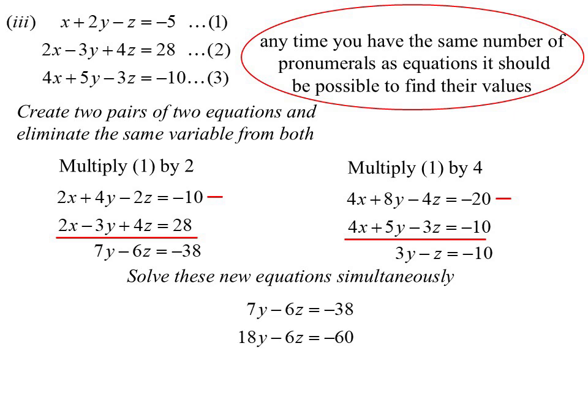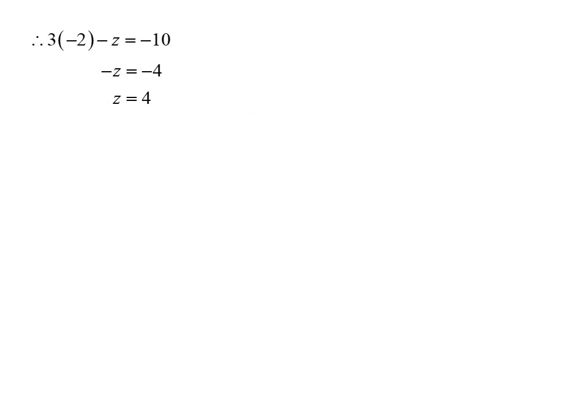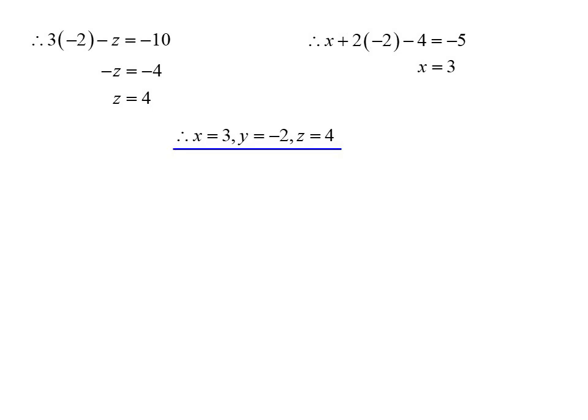I've made the z's the same. I've multiplied the second one by 6, and that now gives me that y is equal to negative 2. And now all I've got to do is work backwards, and I can work out all the other ones. So if y is negative 2, substituting that into one of them, I get z is 4. I now know y and z. Substituting it into one of the first equations, I now get the x value. So x is 3, y is negative 2, z is 4 is our solution.